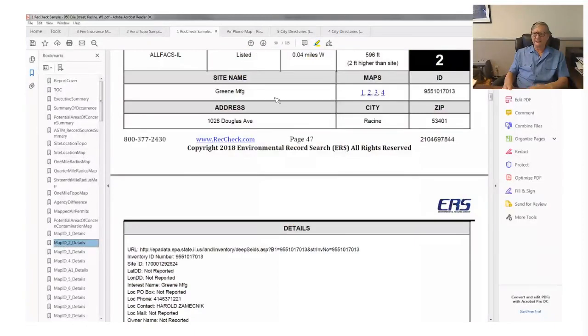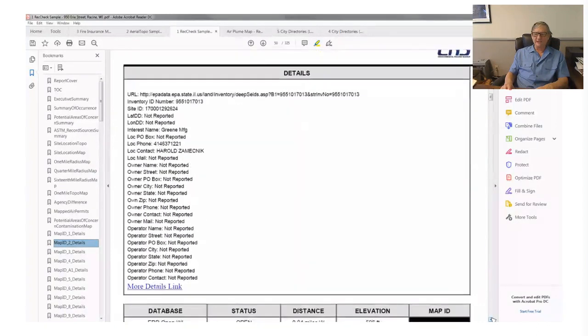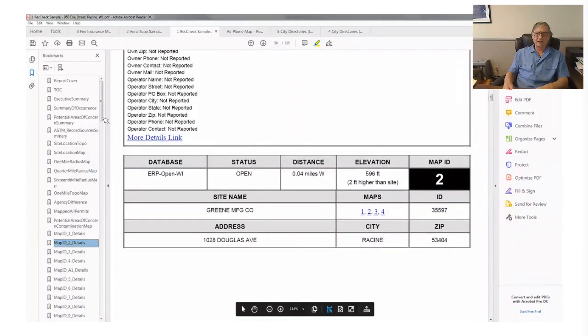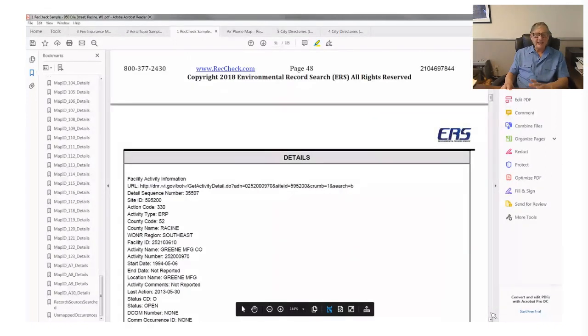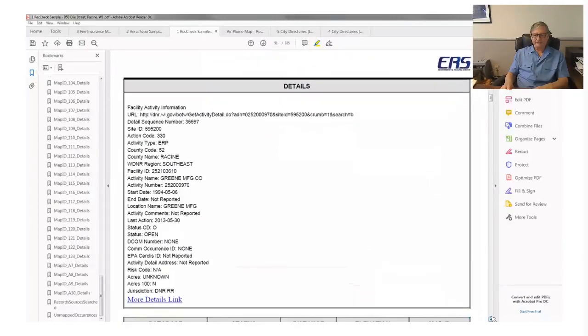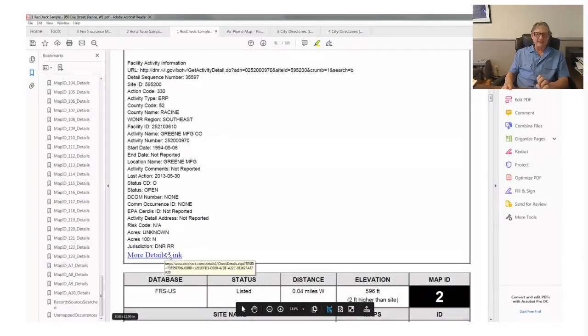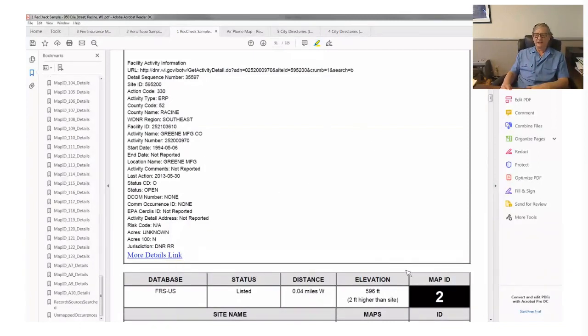So let's go back to the listings. All facilities, all that is a typical register. Remember, if you ever need to know what any of these are, you just go to the end of our report, click on Record Sources Search, and it'll give you the definition of what that is. So they obviously had an open case. Now that's important, right? If you wanted to find out more details on this case, and we're not going to go into all these details, you could go right here. But it started in 1994, and it's never been closed because it doesn't say it was reported closed.